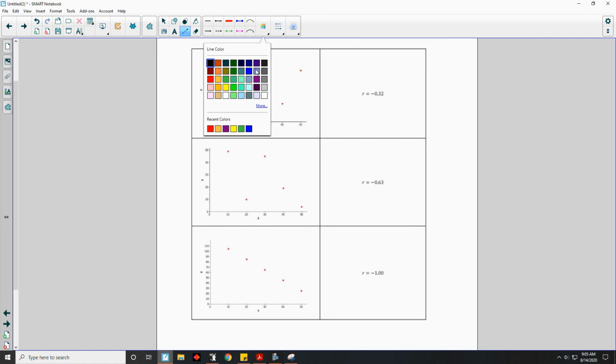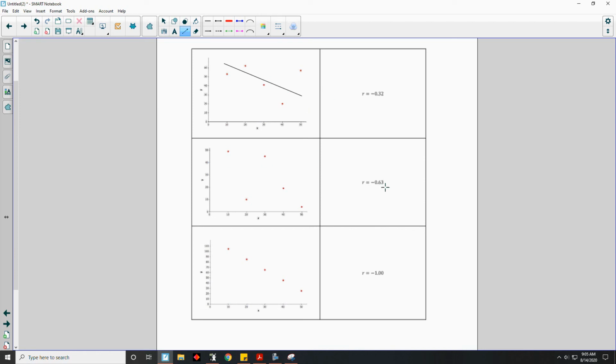So let me just draw lines, just to give us an idea of what we're doing. So this is a negative, so I'm going to start up here and work my way down, but where is it going to end up? Okay, that's definitely not it. Maybe somewhere around here, so that these distances average out. That's what a least squares regression line does. And a negative correlation means that it's a downward slope. And 0.32 is a moderately weak correlation.